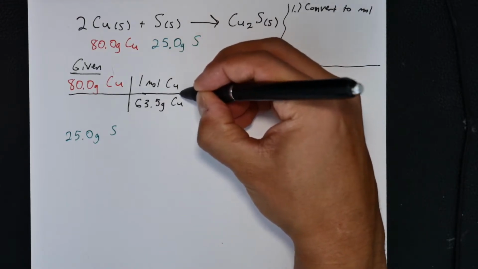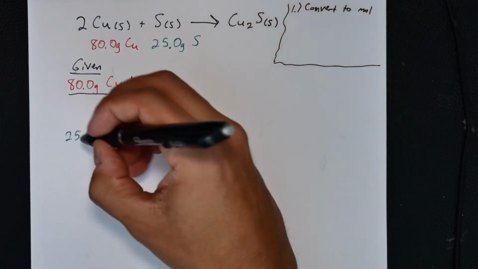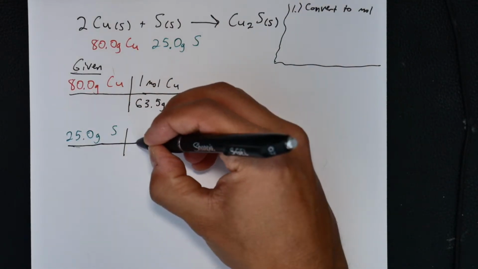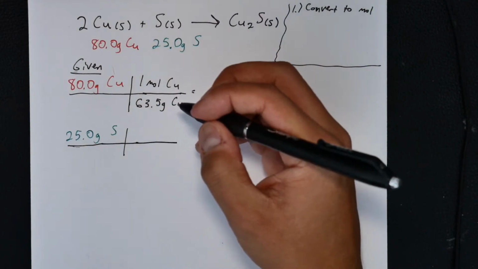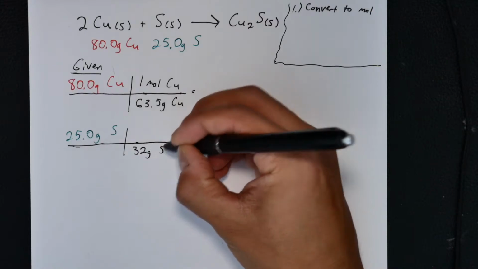Okay. Now again, if you don't have your periodic table on hand for this, I would recommend pulling it out. We'll also convert our grams of sulfur into moles of sulfur. Okay. So sulfur has a molar mass of 32 grams per mole.